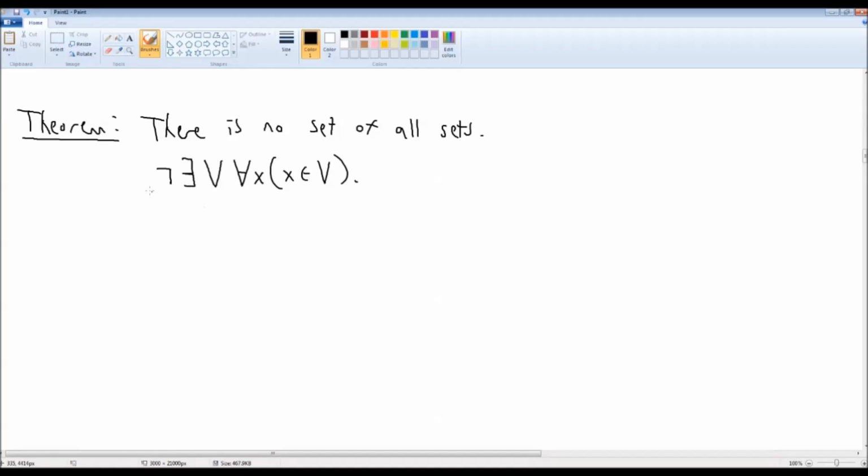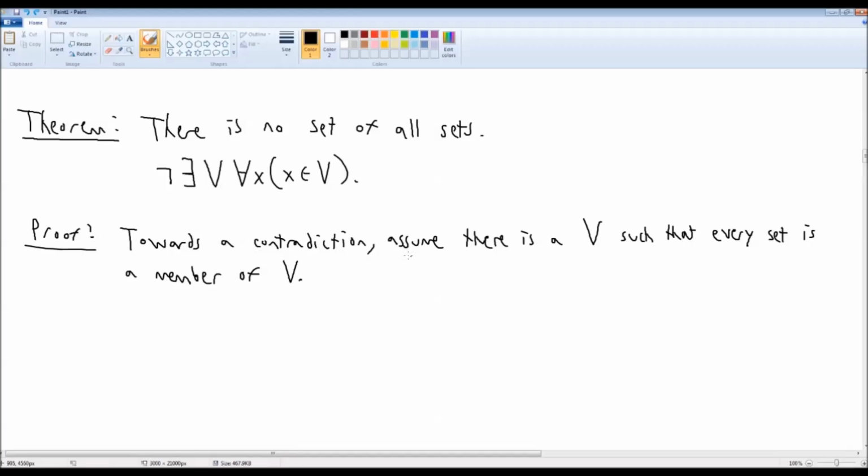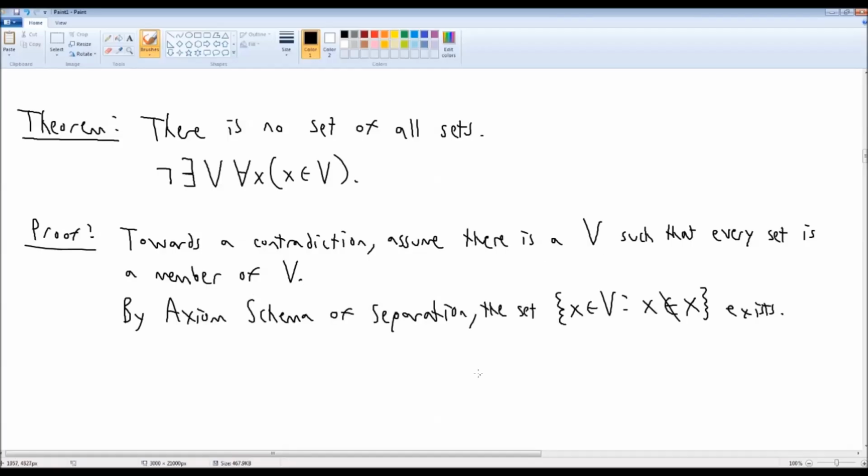This is sometimes called Russell's paradox. The theorem says there is no set of all sets, or in quantifier logic, there does not exist a set V such that every set X is also a member of V. This symbol right here means not, by the way. Towards a contradiction, assume that there is a set of all sets V, such that every set is a member of V. By the axiom schema of separation, this set must exist.